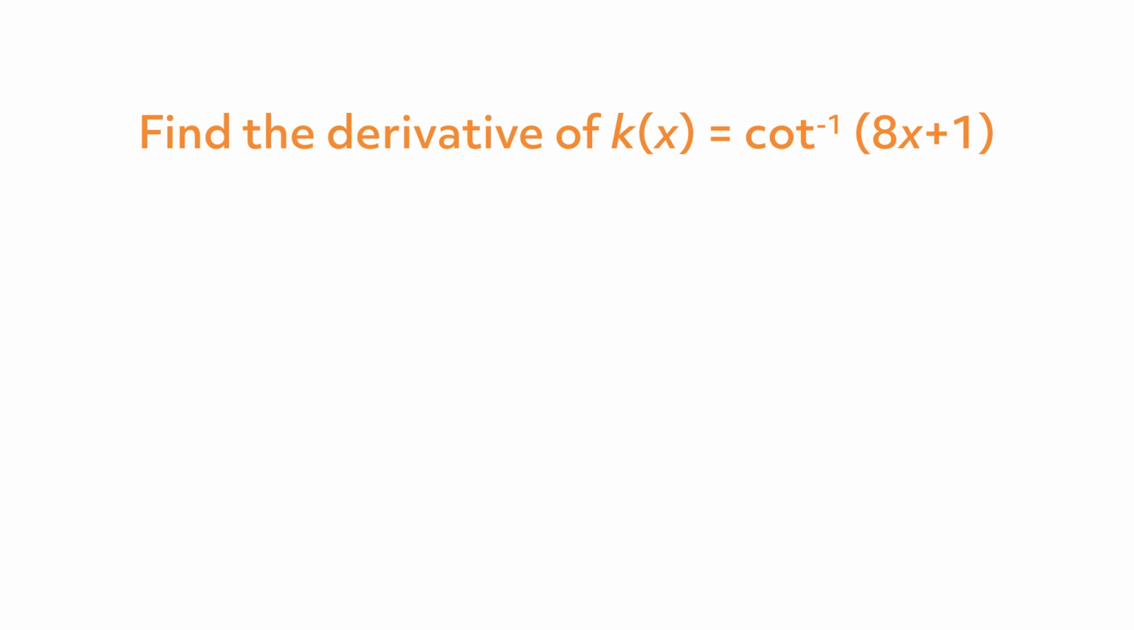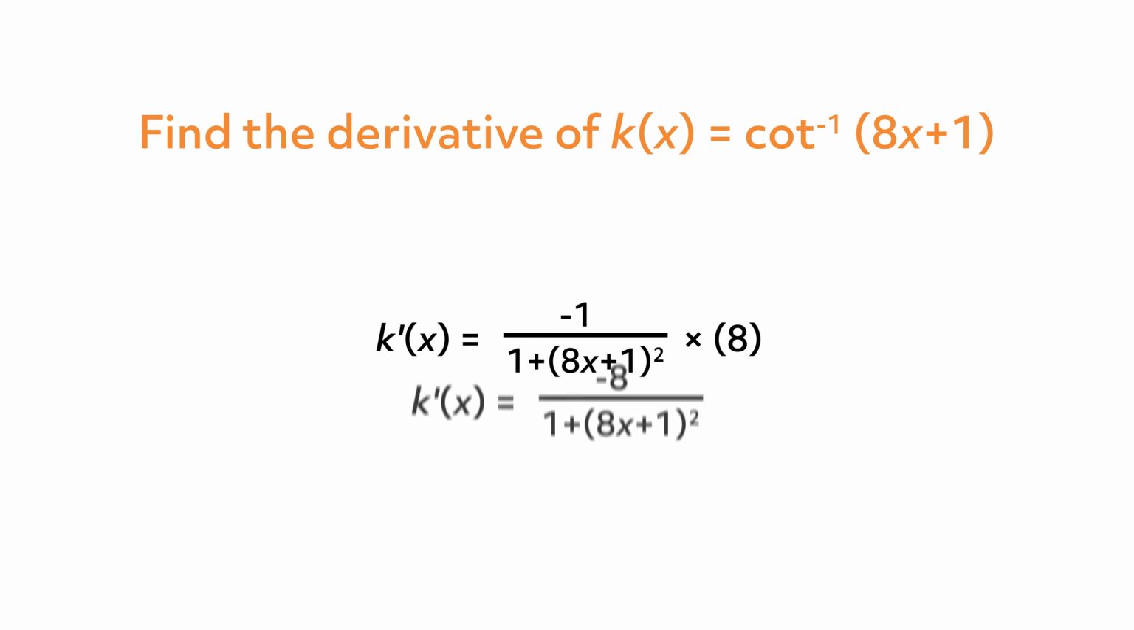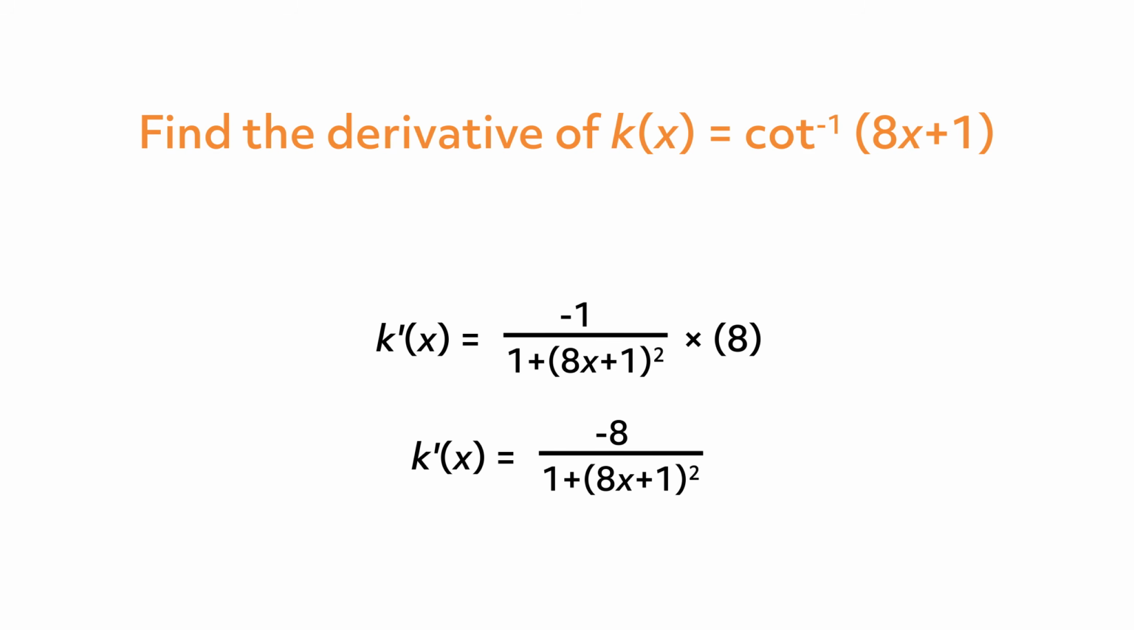Find the derivative of k of x is equal to cotangent inverse of 8x plus 1. The outer function cotangent inverse has a derivative of negative 1 over 1 plus x squared, so we will start by writing that, but with 8x plus 1 in place of x. Now we will multiply this by the derivative of 8x plus 1, which is 8.